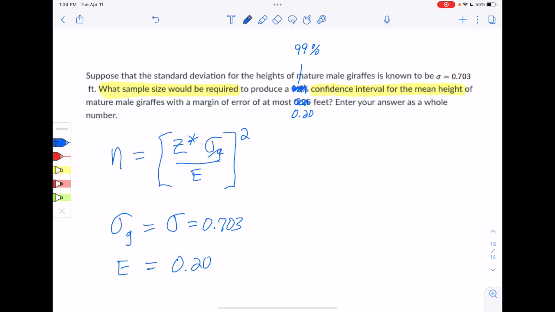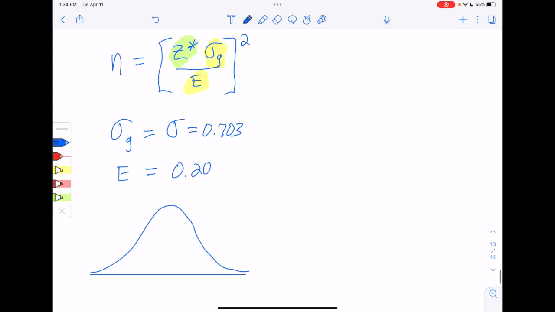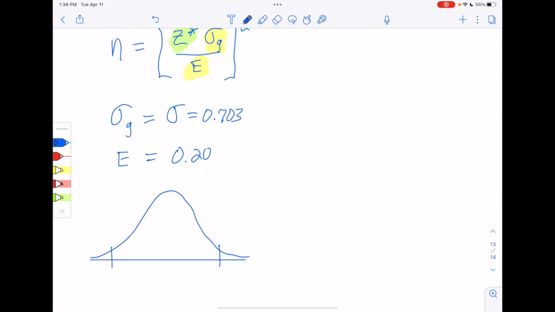So we know this, we know this, and the piece we still need is z star. To get z star, you need to use your confidence level of 99%. So we will do that down below. We'll draw a quick bell-shaped curve. We want confidence level of 99%, so we'll show that in the middle in decimal form, 0.99. That leaves 1% left over. We cut that 1% in half and put half on each side, so 0.005.